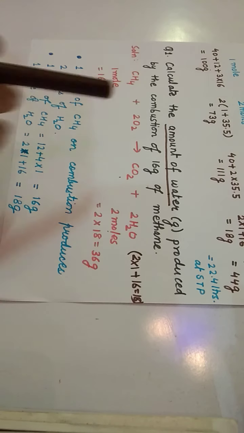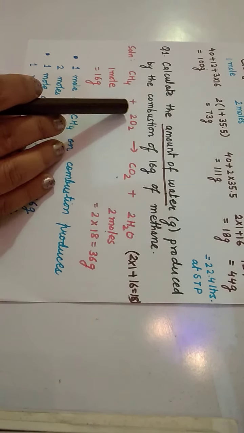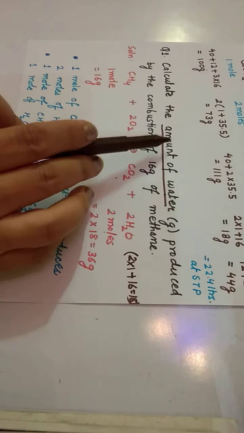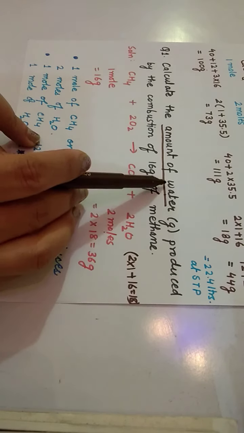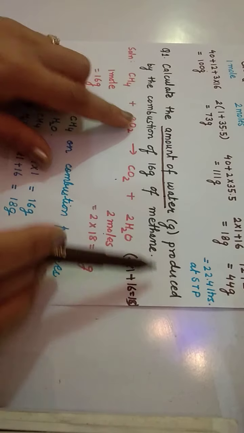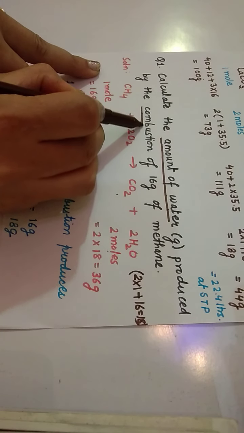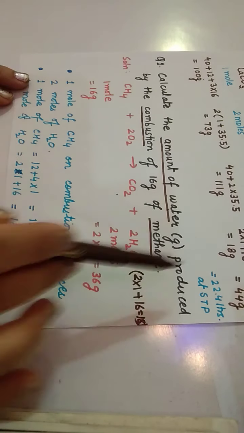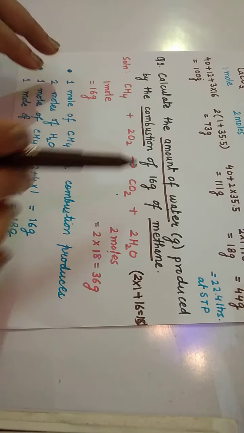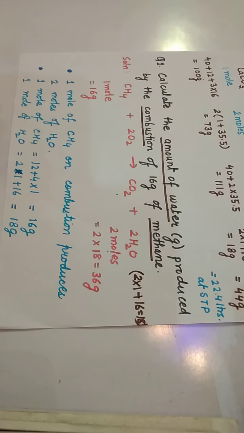The question is, calculate the amount of water produced by combustion of 16 gram of methane. You need to find out the amount of water that is produced by combustion of 16 gram of methane. Now what terms I am underlining, please see to them. Children, this is a word problem. You have to write it in form of an equation, then you have to balance it, and then you will come to solve this.